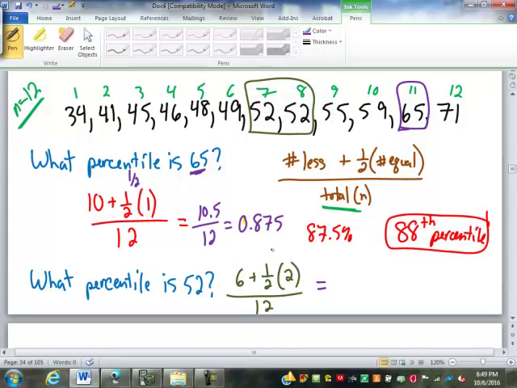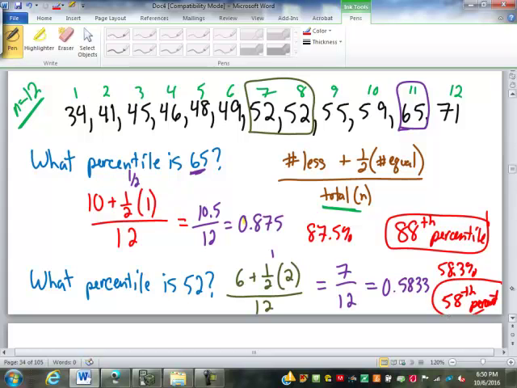So 1/2 times 2 is 1. 6 plus 1 is 7. 7 divided by 12 is 0.5833, or 58.3%. So we would call that the 58th percentile.